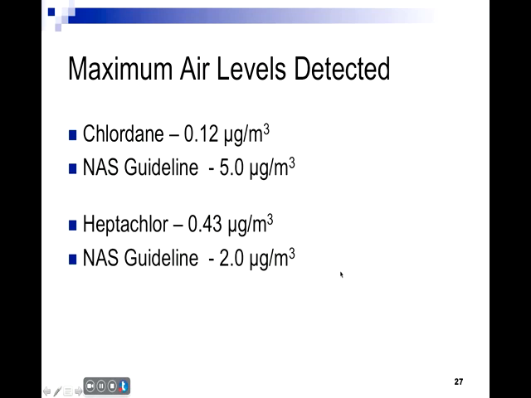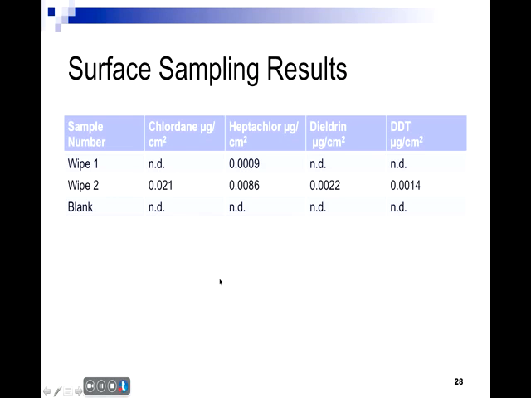Now, the good thing about those air levels is that the maximum levels that we detected, in the case of chlordane, 0.12 micrograms per cubic meter, in the case of heptachlor, 0.43 micrograms per cubic meter, were well below the National Academy of Sciences guidelines that, again, both parties agreed to, of 5 micrograms per cubic meter. The 0.12 is much less, and the 0.43 is much less than the 2 micrograms per cubic meter. So we were okay in the air levels in terms of saying that they were not of health and safety significance.